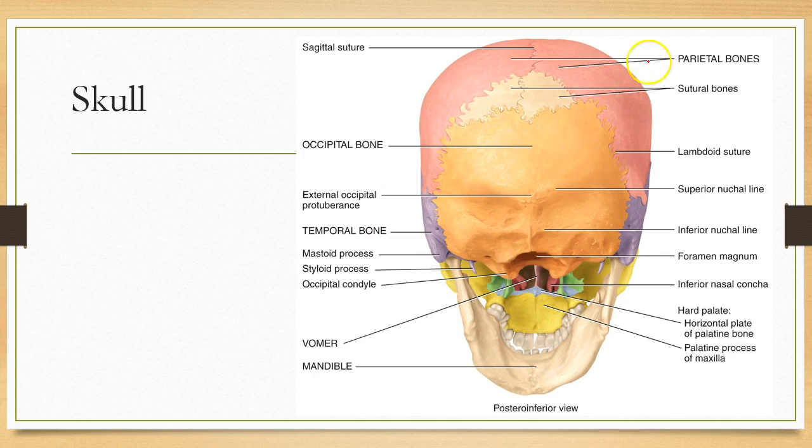A posterior view here. We see both parietal bones. The occipital, again, orange. At the inferior portion of that is where we see that foramen magnum that I was talking about, where the spinal cord exits the skull.